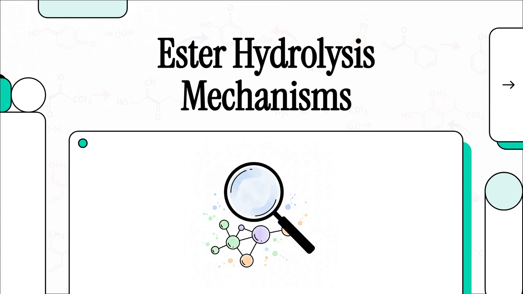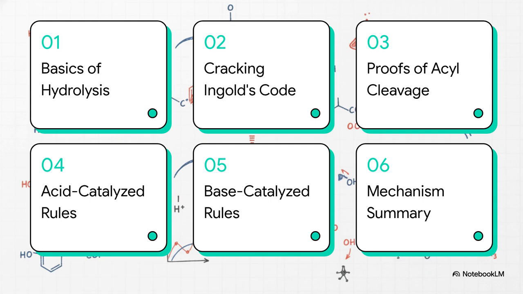Today we're tossing out rote memorization. We're going to completely demystify Ingold's 8 mechanistic classifications. We'll look at how they're similar, exactly how they differ, and figure out the actual why behind how these molecules behave. Here is our roadmap for today's lecture.